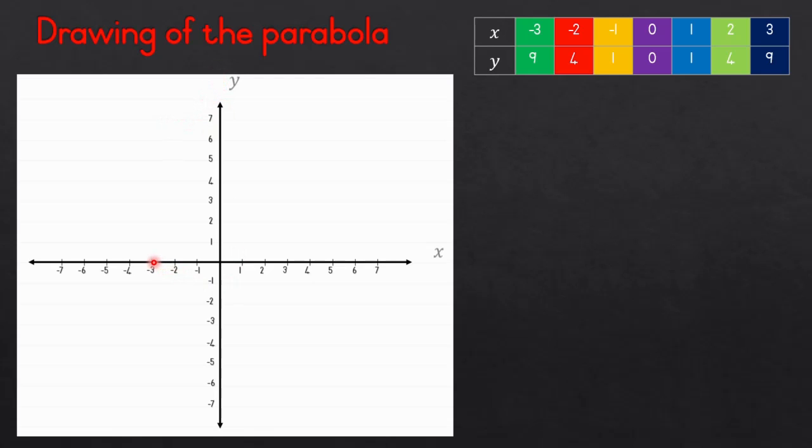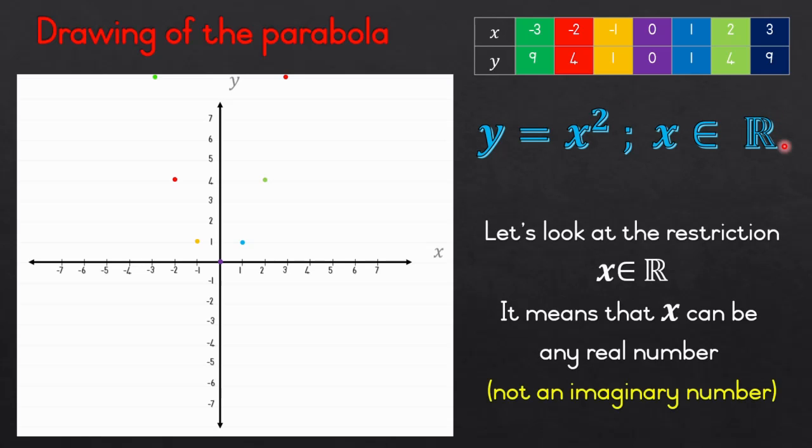So for negative 3, our first point would be 9. For negative 2, 4. For negative 1, 1. For 0, it's 0. 1 is 1. 2 is 4. And 3 is 9. So that is all our points for our first parabola. Now we need to find out, is this a solid line or not? So our first restriction said x is an element of real numbers. Therefore, it means that x can be any number, as long as it's not an imaginary number. So therefore, we can draw a solid line connecting all the dots with our pencil. This line is continuous. Okay.